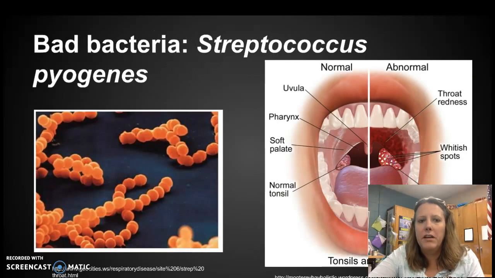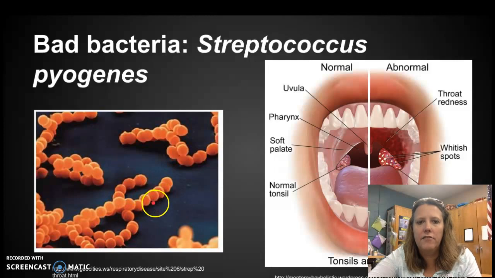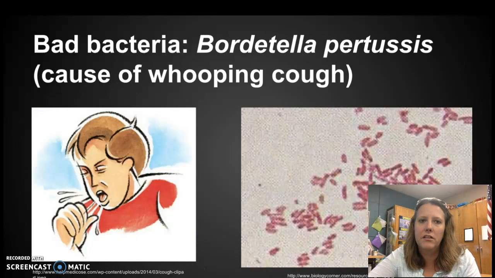Okay, a bad bacteria that you may be familiar with is called strep throat. Okay, at least the disease is called strep throat. It's caused by Streptococcus pyogenes, and again, here are the bacterial cells. Each little bubble is a single cell of Streptococcus pyogenes, and they tend to grow in colonies on your tonsils in the back of your throat, and it causes inflammation and swelling, and that's why it's bad. So that's a disease that's caused by a bacteria, so that's bad bacteria.